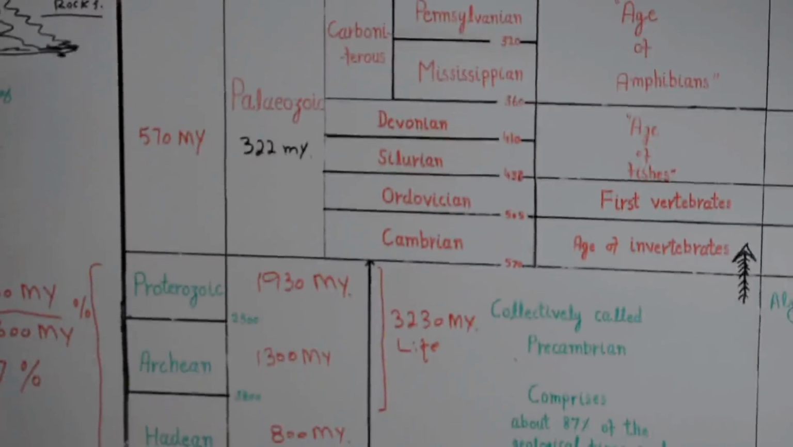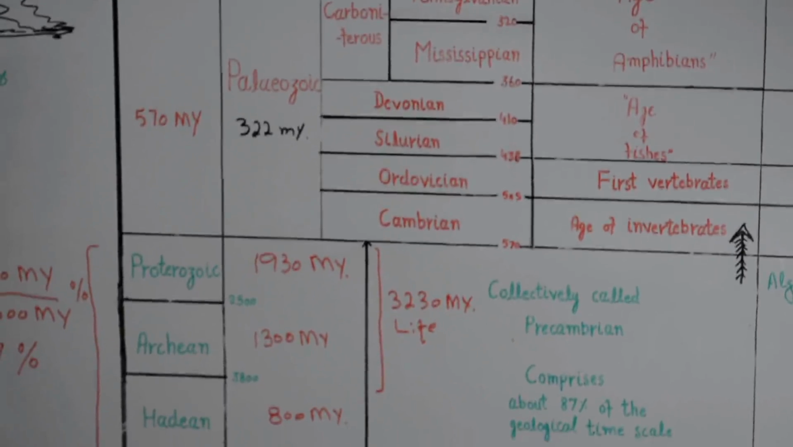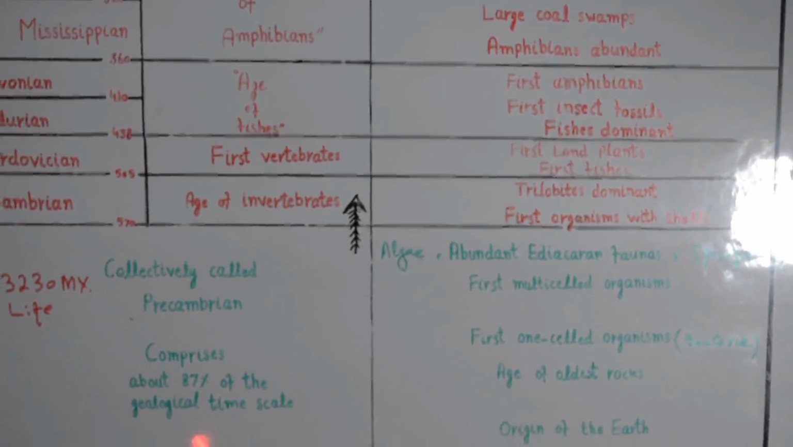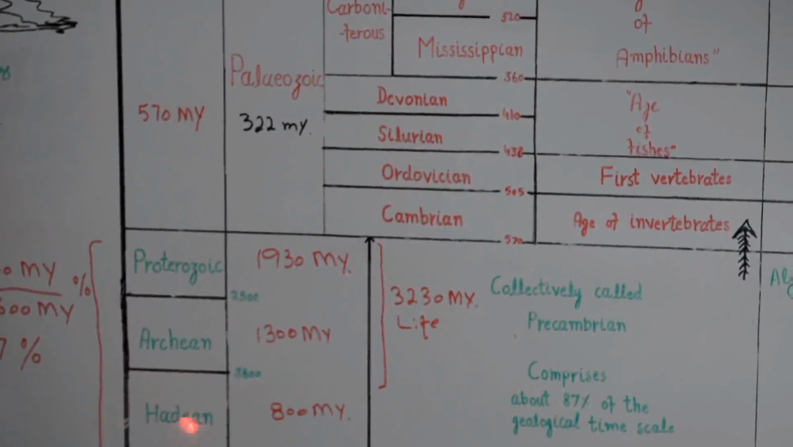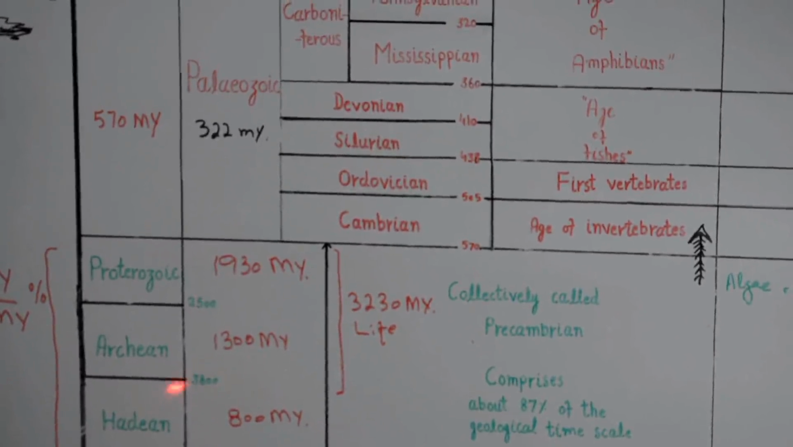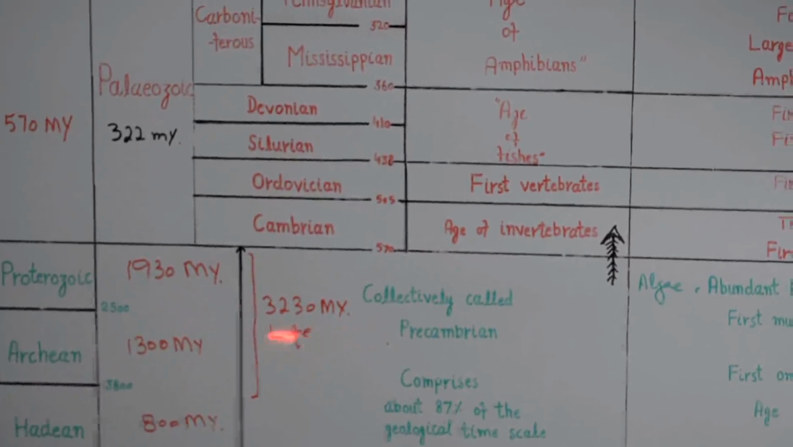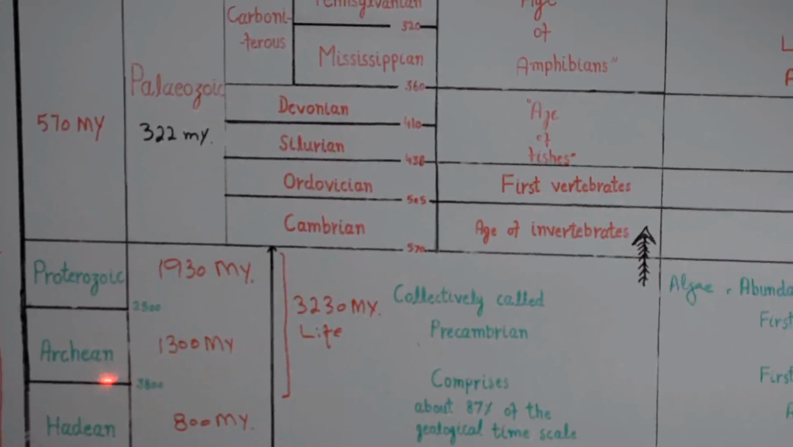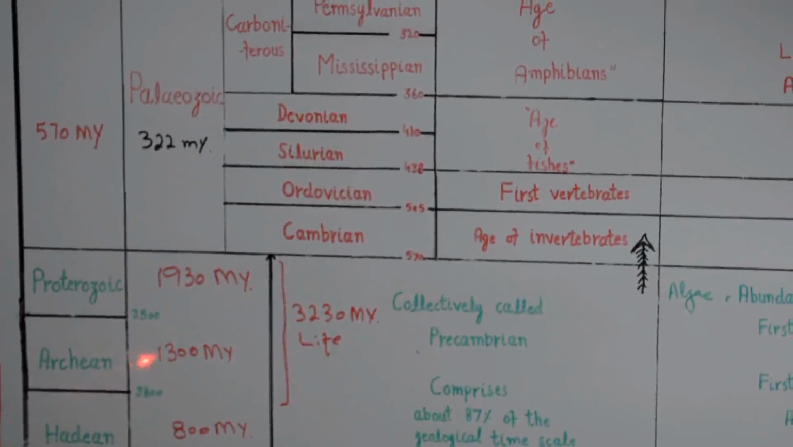This Hadean, its duration is 800 million years. This is the age of the rocks. No life was present during this eon. The second eon, Archean, its duration is 1,300 million years, and single-celled bacteria are found during this eon. I mean, their fossils are found during the Archean eon.